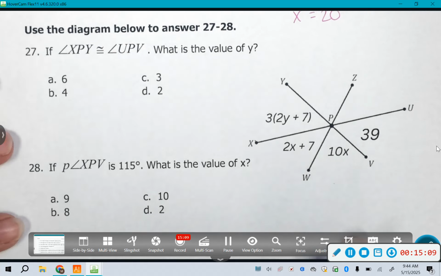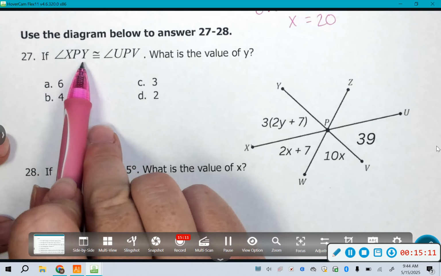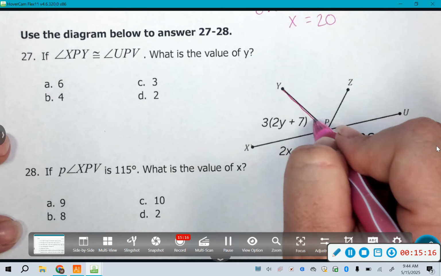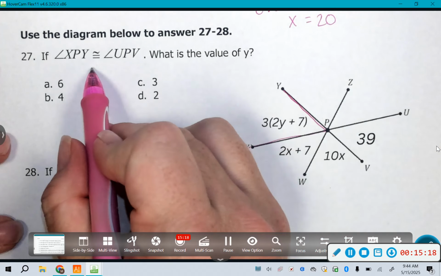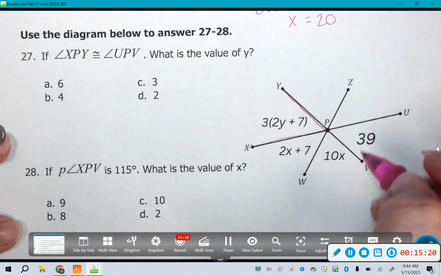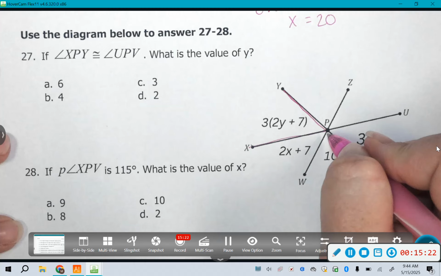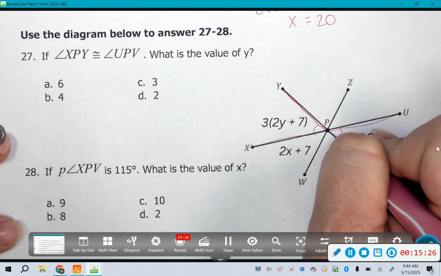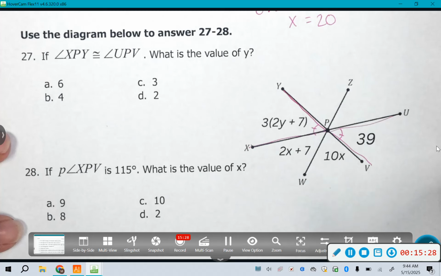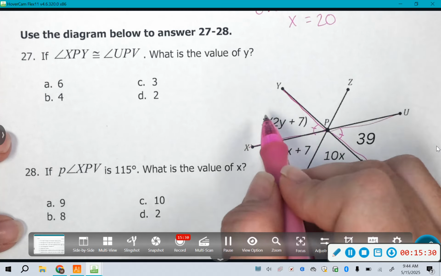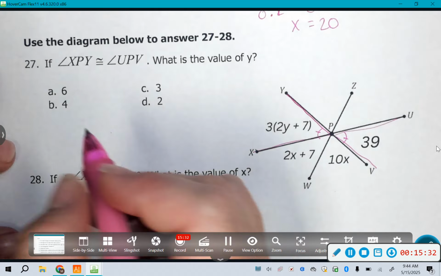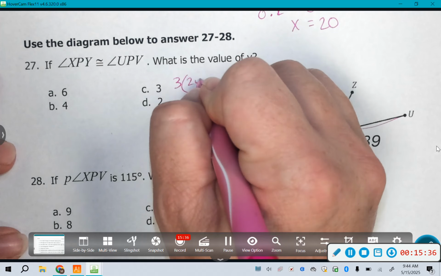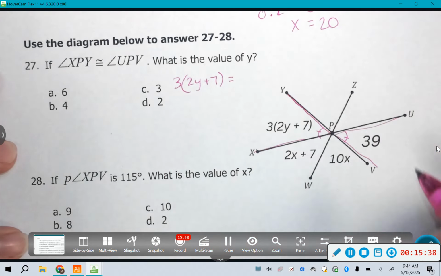Okay, last two problems. It says XPY is congruent to UPV. So this is congruent to this. And it says, what is the value of y? Well, I can set them equal to each other if I know they're the same. So 3 parentheses 2y plus 7 equals 39.